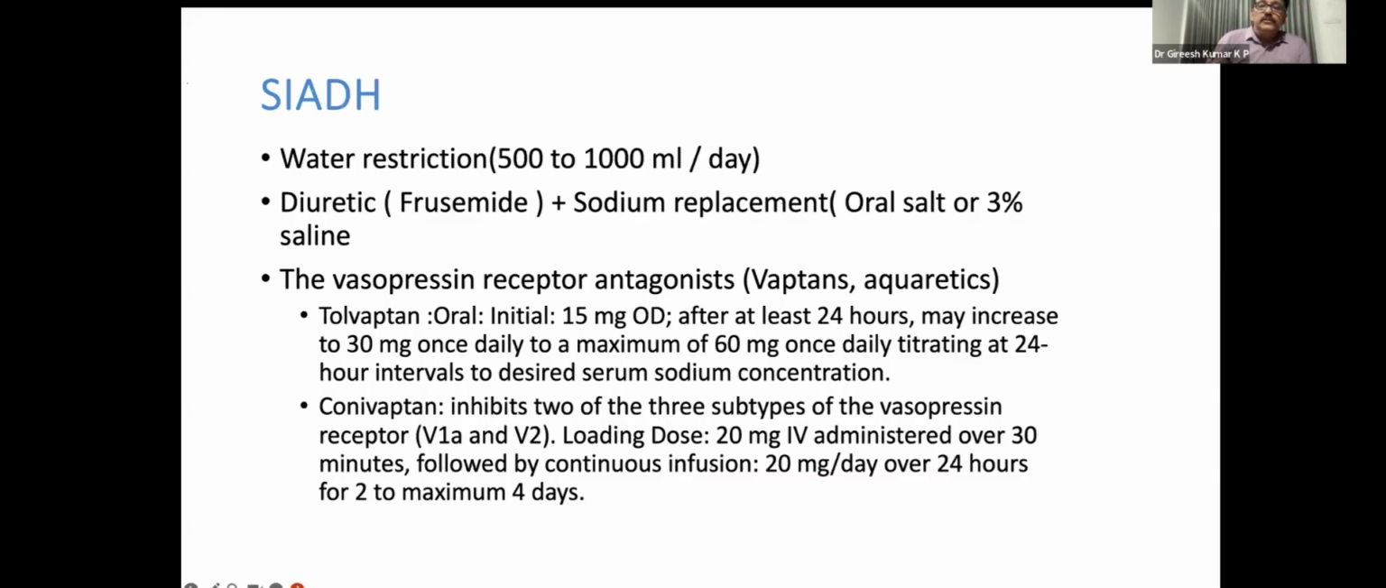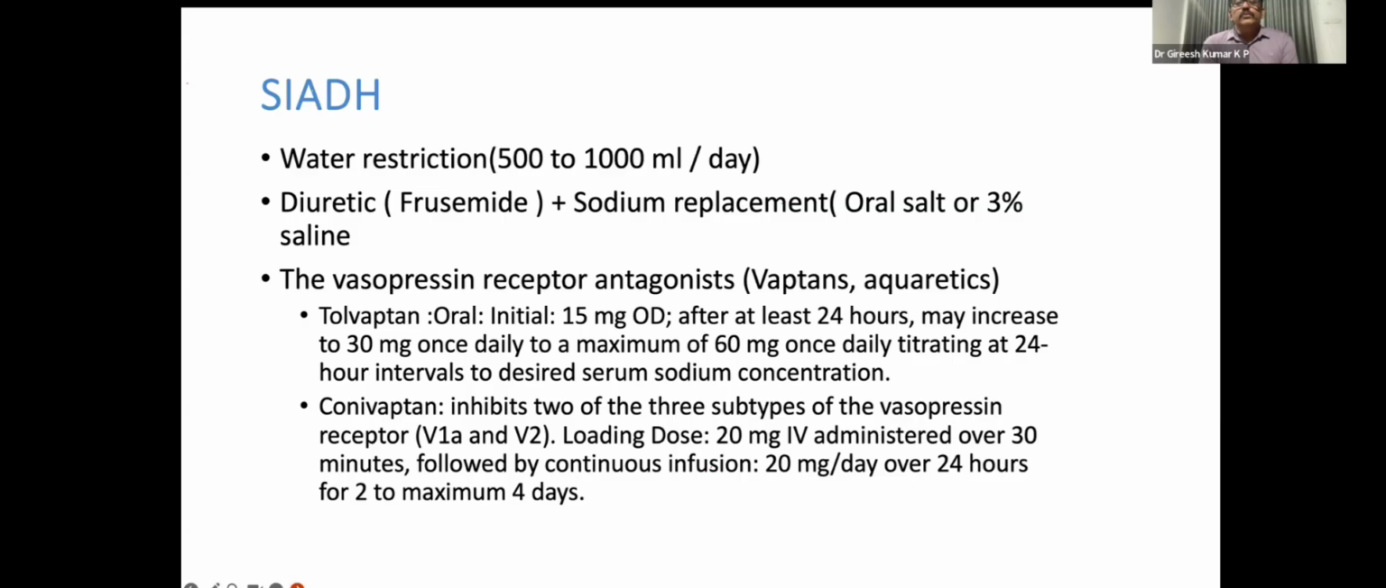You can slowly increase the dose. Maximum 60 milligram can be given, but you have to titrate the dose. If the patient improves rapidly, you can make it alternate days, once in 3 days. That depends on the clinical scenario. Conivaptan is available. It's an IV form of the same drug. All these drugs are called Vaptans.